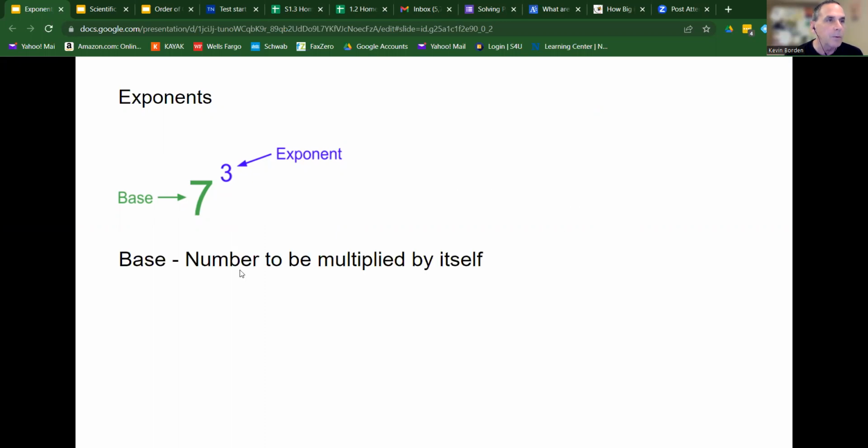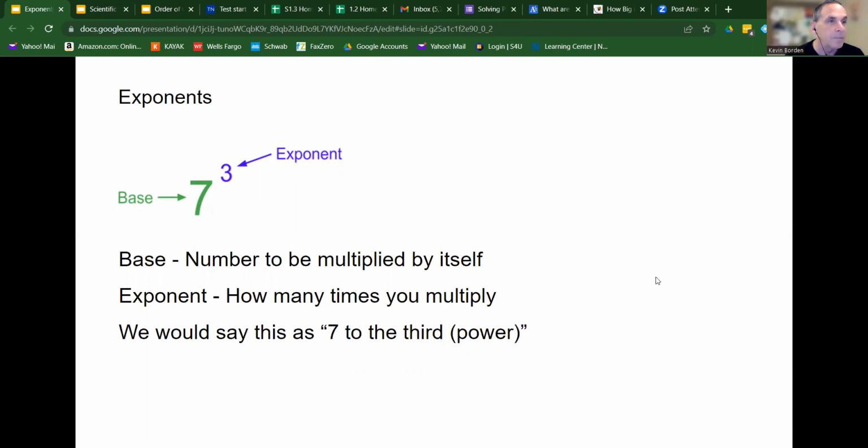We refer to the 7 as the base. This is the number that's going to be multiplied by itself a certain number of times. The exponent is what tells us how many times we're going to multiply it. So in this case, we're going to multiply 7 times itself a total of 3 times. We would say this as 7 to the third, or 7 to the third power, or 7 to the exponent of 3. 7 to the third is probably the most common.